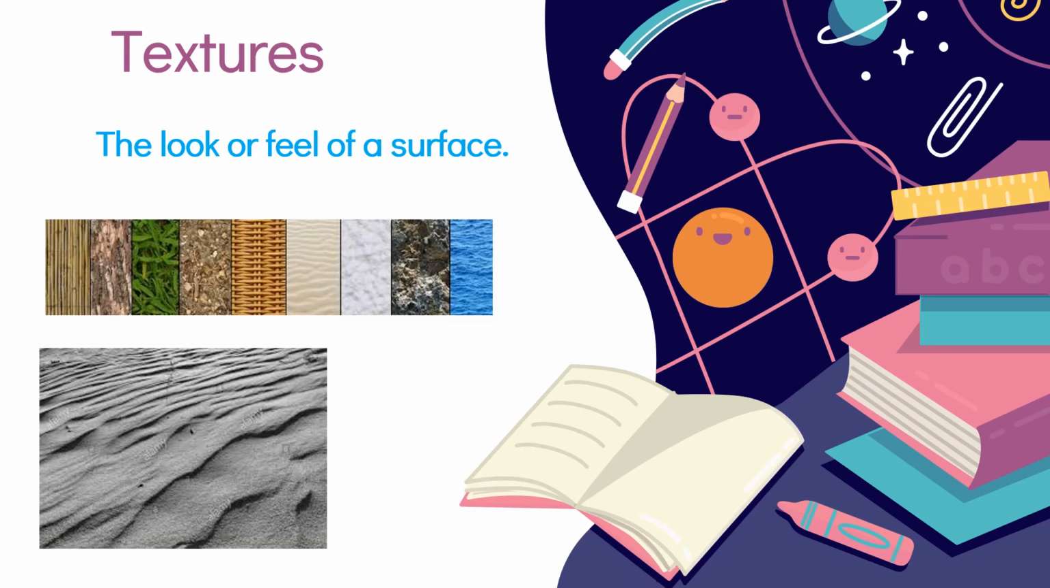Then we have the word textures. It's the look or feel of a surface. So you have the different examples, and you can see that there are different kinds of surfaces. It's like when you go to the beach, you touch the sand, and the surface is like soft. Maybe if you're walking on a basketball court or on a sidewalk, maybe the surface is a little bit rough. So there are different kinds of textures. You can touch them, you can see them, you can feel them.